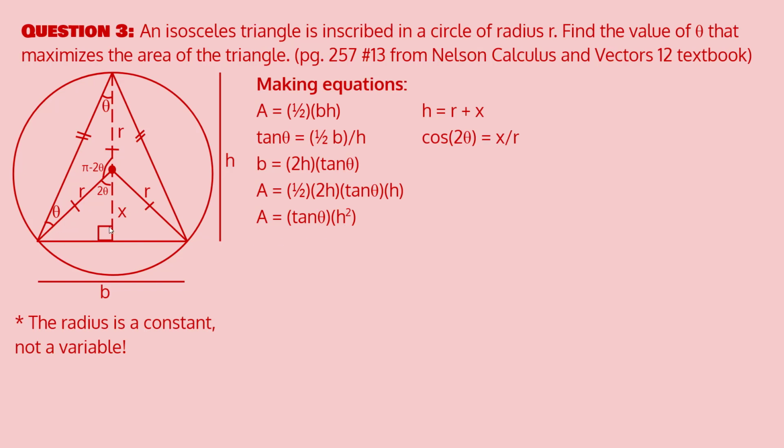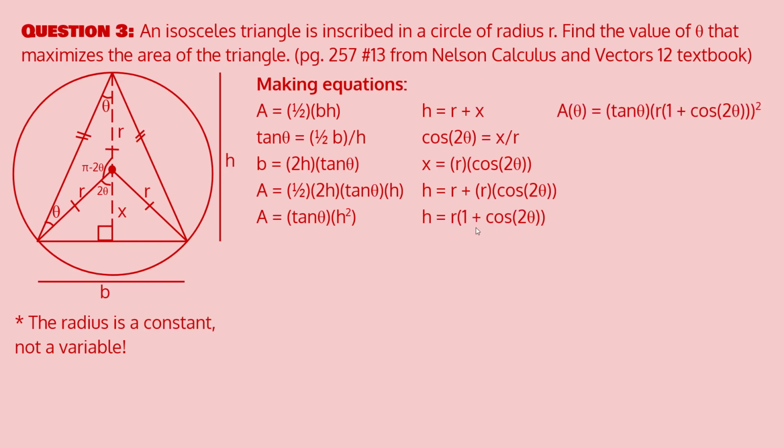Well, in this little triangle here, we have this angle 2 theta. So we have the cosine ratio is adjacent over hypotenuse. So cos of 2 theta equals x divided by r. So x equals r times cos 2 theta. If we sub that in over here, we get the height is r plus r times cos 2 theta. And if we factor out the r, this is what we get.